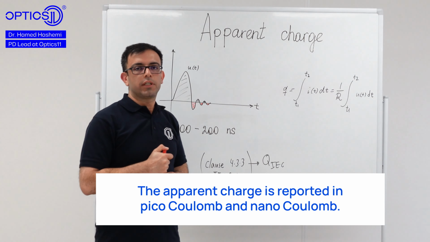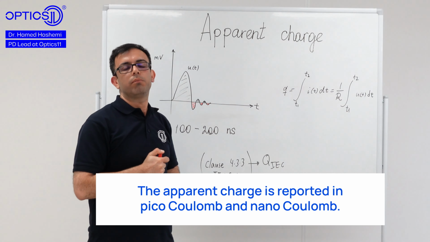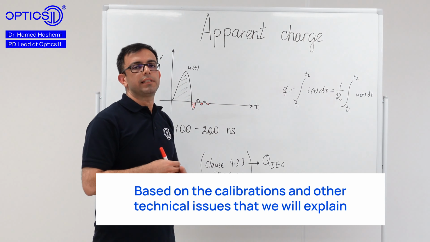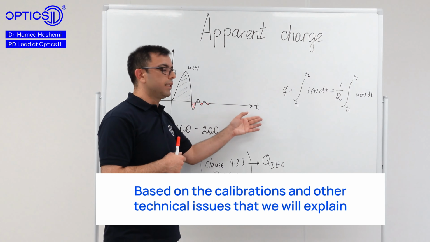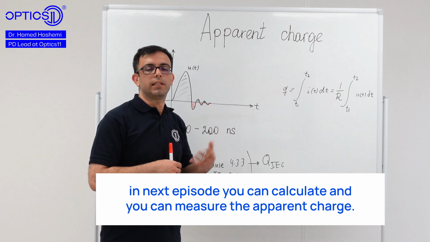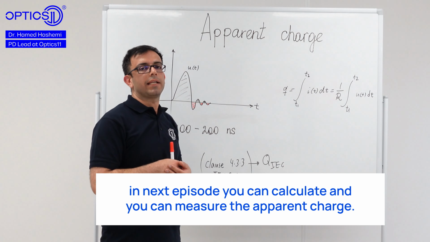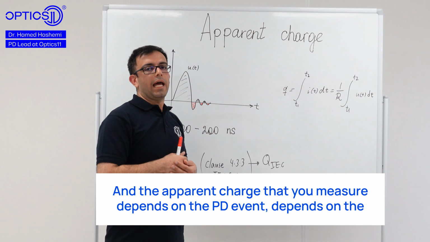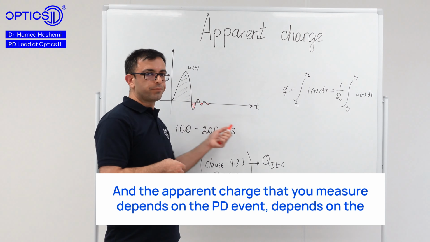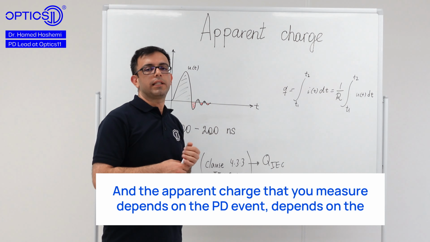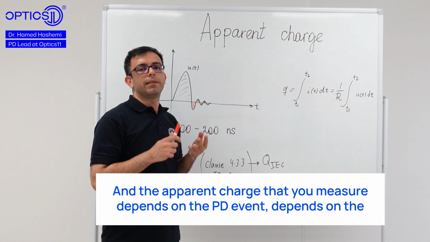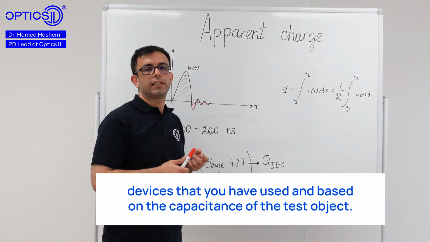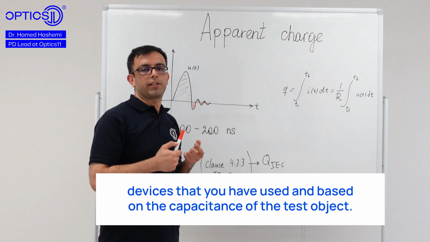The apparent charge is reported in picocoulomb and nanocoulomb. Based on the calibrations and other technical issues that we will explain in the next episode, you can calculate and measure the apparent charge. The apparent charge that you measure depends on the PD event, on the devices that you have used, and on the capacitance of the test object.